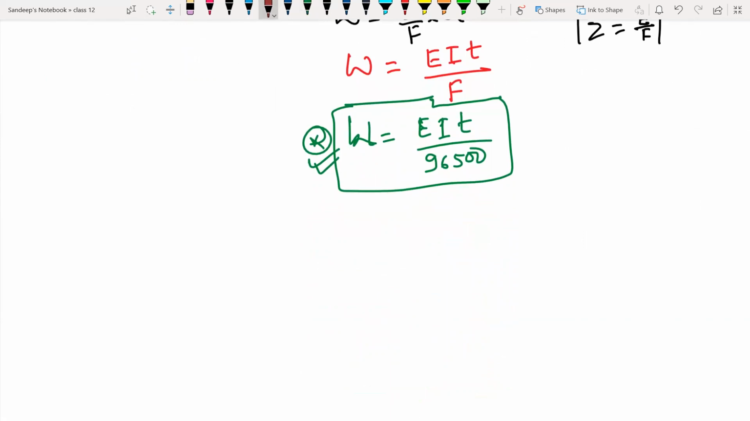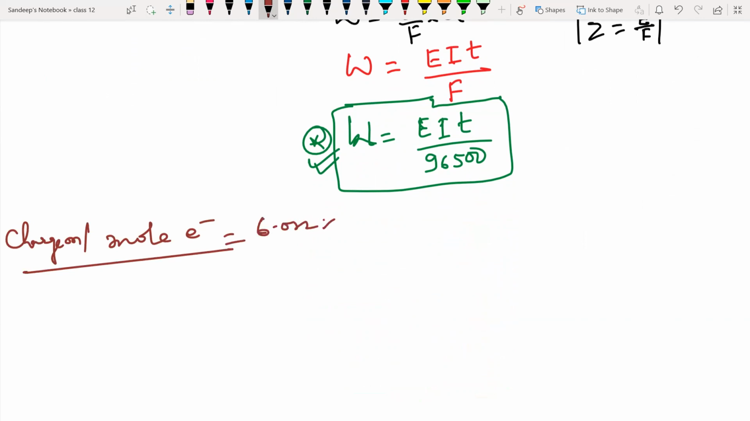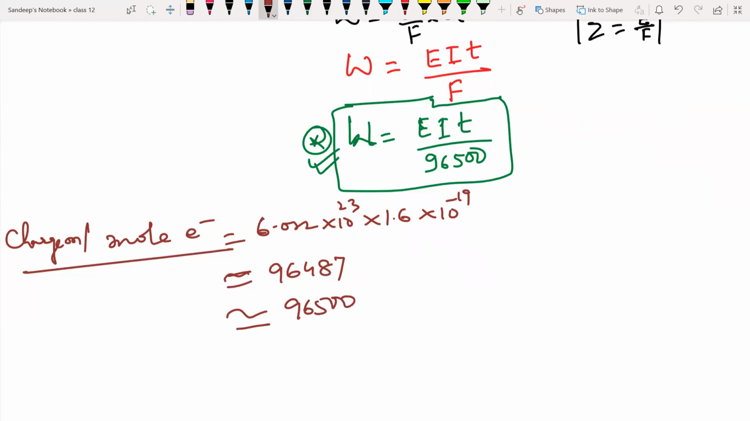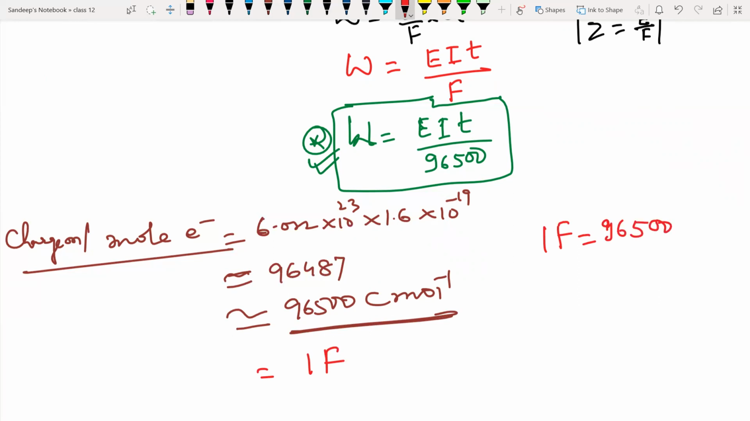So keep in mind, students, that the charge on 1 mole of electron is equal to 6.022 into 10 to the power 23 into 1.6 into 10 to the power minus 19. If you calculate this, it will come to 96487. For simplicity, we take it as 96500 coulomb per mole. This is the charge carried by 1 mole of electron, and this is also called 1 Faraday. Keep in mind that 1 Faraday deposits 1 equivalent of a substance.